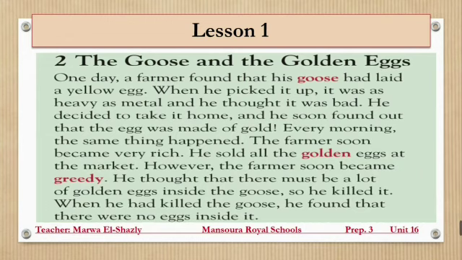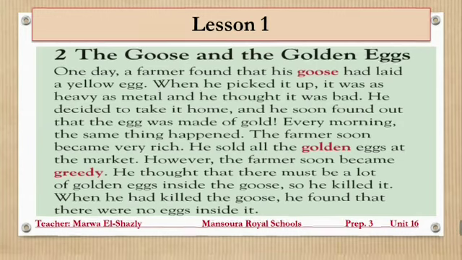Every morning, the same thing happened. The farmer soon became very rich. He sold all the golden eggs at the market. However, the farmer soon became greedy. He thought that there must be a lot of golden eggs inside the goose. So he killed it. When he had killed the goose, he found that there were no eggs inside it.